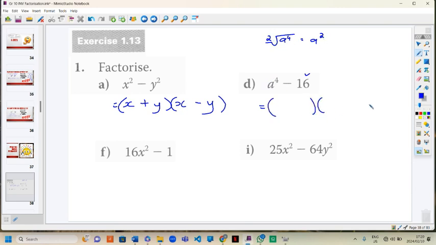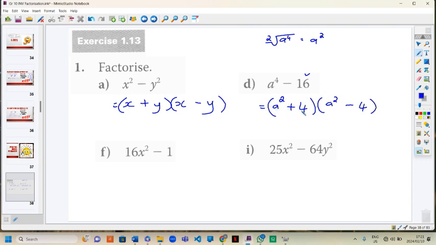Boom, boom, boom, boom. Signs forever and always are plus and a minus. Square root of the first term, a to the 2. Square root of the last term, 4 and 4. Now I want you to look at these 2 brackets. Can I go further in my factorizing? Look at the first bracket. Can I go further? No.